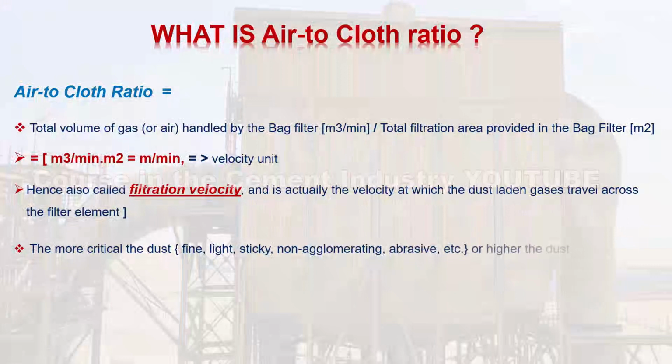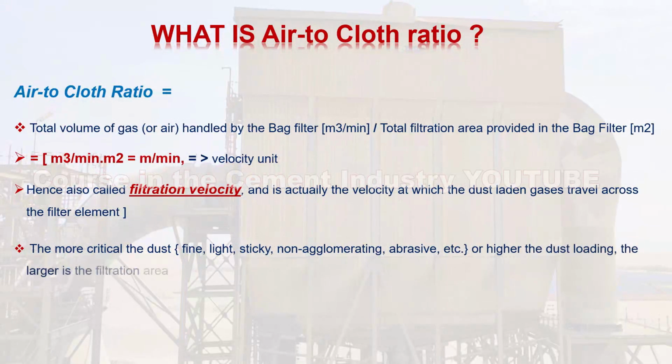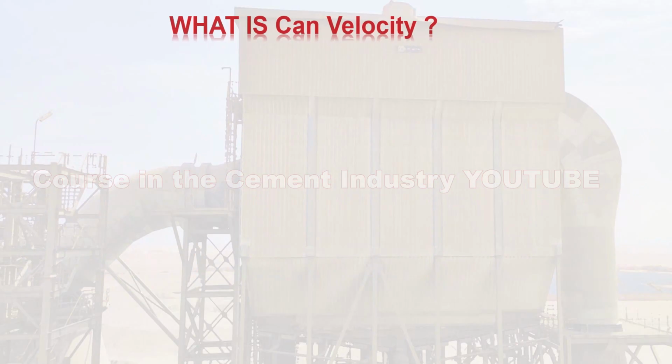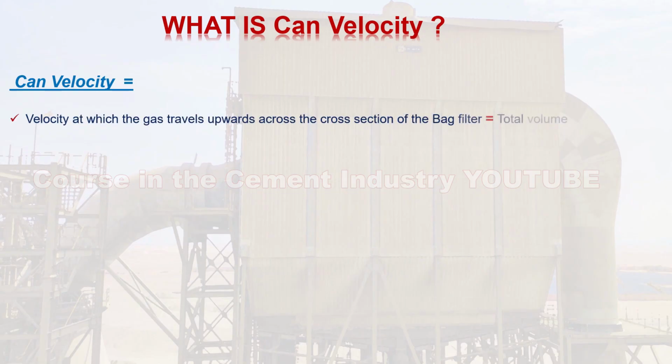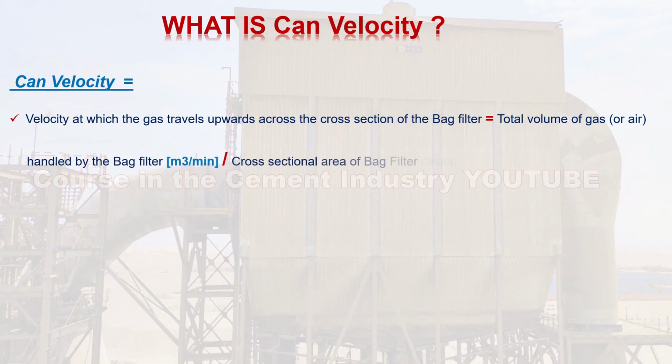The more abrasive the dust, or the higher the dust loading, the larger the filtration area provided and the lower the air-to-cloth ratio maintained. What is can velocity? Can velocity equals the velocity at which the gas travels upwards across the cross-section of the bag filter. It equals the total volume of gas, or air, handled by the bag filter, in cubic meters per minute, divided by the cross-sectional area of the bag filter casing, in square meters.